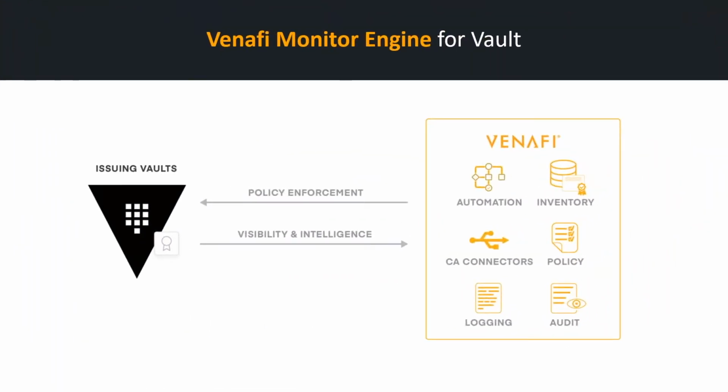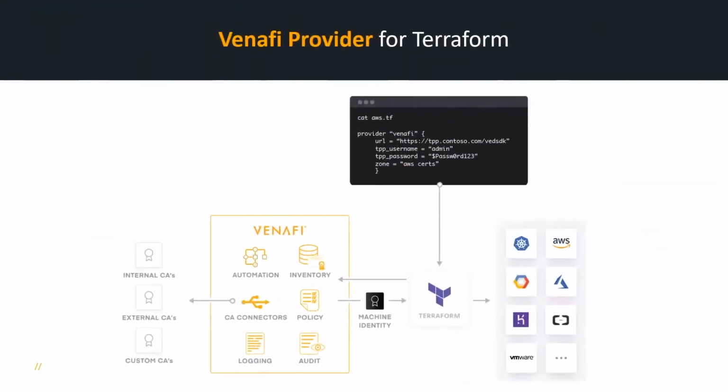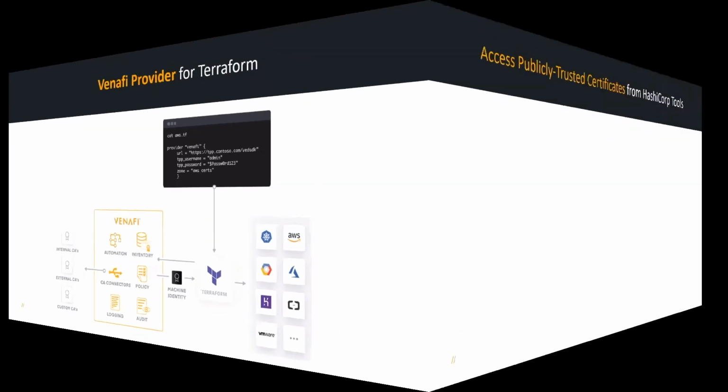The Venafi Monitor allows DevOps engineers to continue using Vault's built-in certificate authority, but with the added ability for the security team to set policy and gain valuable visibility and intelligence around the machine identities being issued by Vault. Our Terraform provider allows developers to get the machine identities they need as part of their infrastructure build, enabling them to start thinking about the security of their deployments as early as possible.